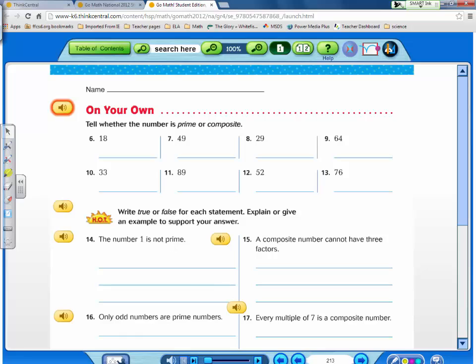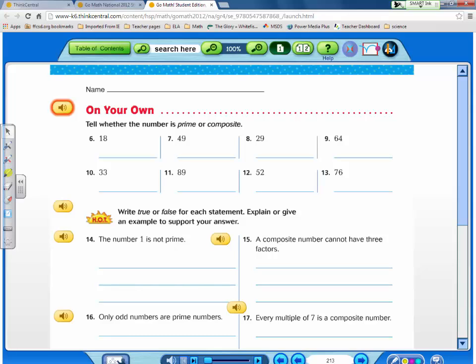Today we are looking at determining whether a number is prime or composite. A prime number has only two factors, 1 and the number itself. A composite number is any other number that has more than two factors. We have a couple ways of testing these.